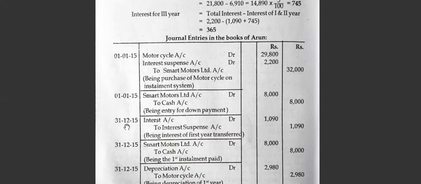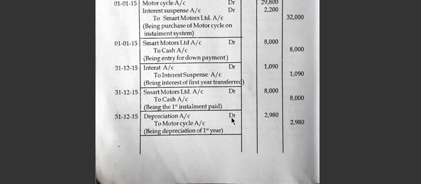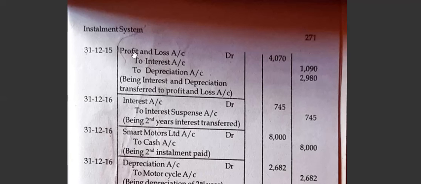Now at the end of the year, you have to pass interest entry, installment entry and depreciation entry. Last is the transfer entry. So the interest entry is interest account debit to interest suspense account, that is first year interest. Smart Motors account debit to cash account, this is the installment. Then the depreciation, that is of first year, that is 2,980, which is given by the reducing balance method. Next, profit and loss account debit to interest account and depreciation account. Now the total interest and total depreciation together is 4,070.